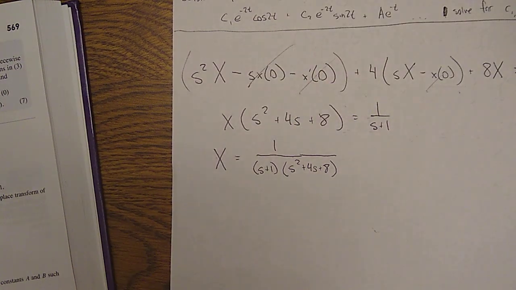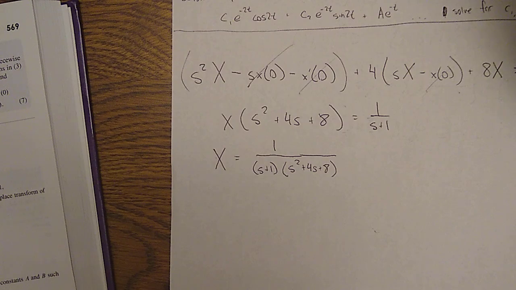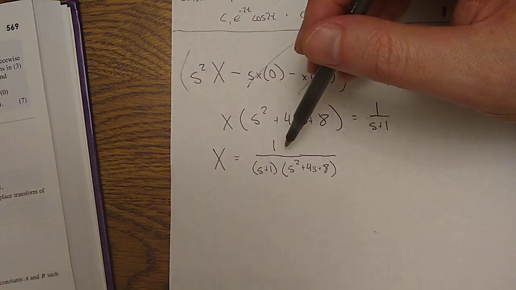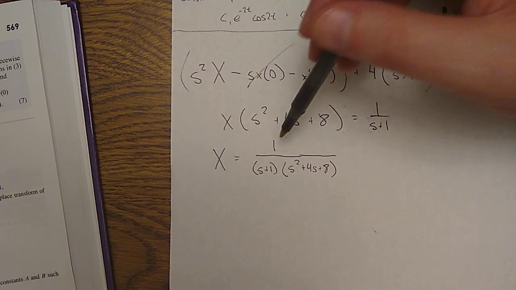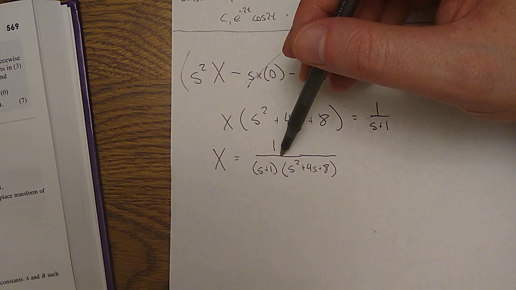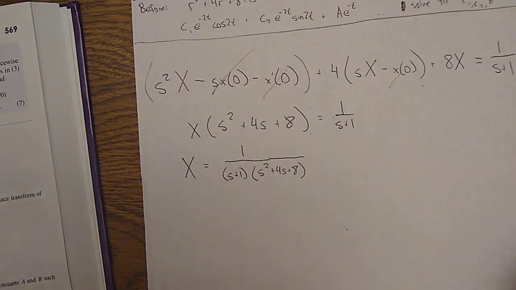So that's X, but that's not my answer. That's the Laplace transform of my answer. I still want little x. So I need to find the inverse Laplace transform of this. This is not so easy. This is not on the chart, but we have to do it.